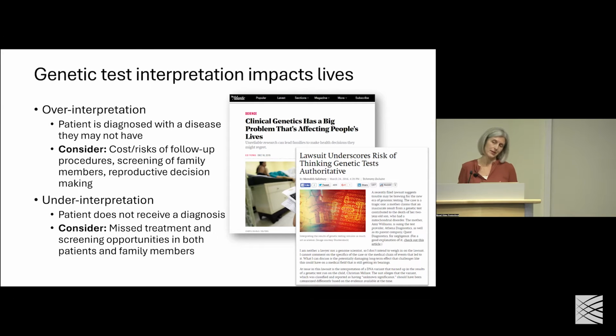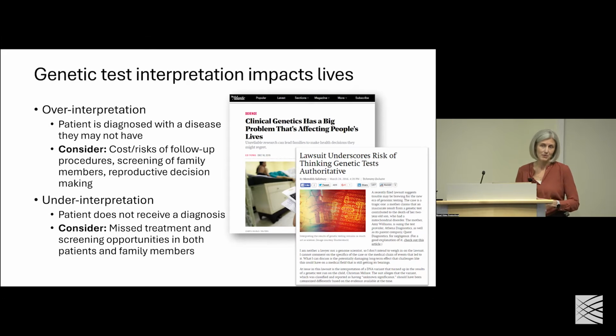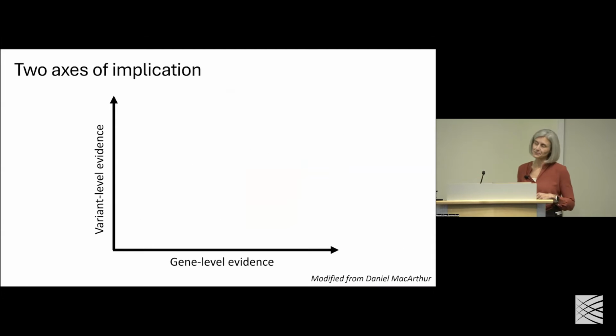On the flip side, the underinterpretation of genetic testing results may lead to a patient not getting a diagnosis that they perhaps could have received based on the identification of a variant and the evidence available for that variant at the time. Obviously, this could lead to missed treatment opportunities, again, both for that one patient being tested as well as their family members. And we already have examples of lawsuits related to these kinds of mistakes. So the interpretation does matter, and that's why we spend a lot of time trying to standardize it.